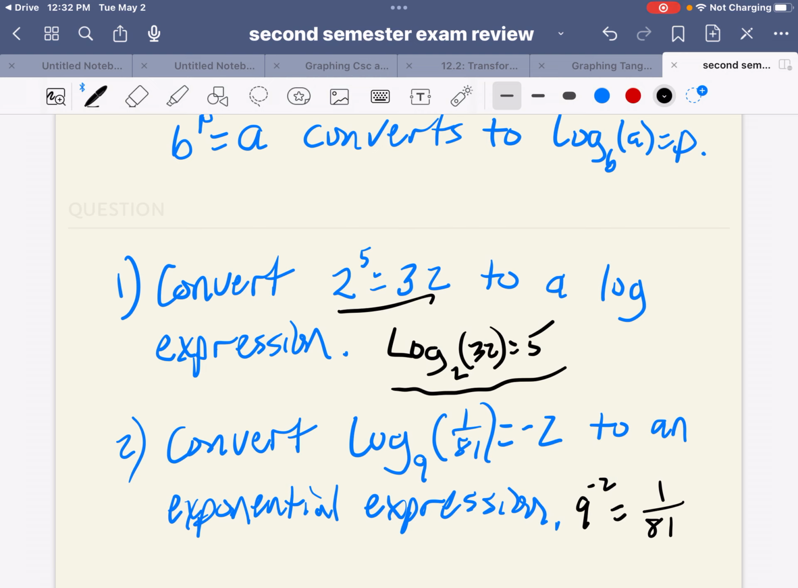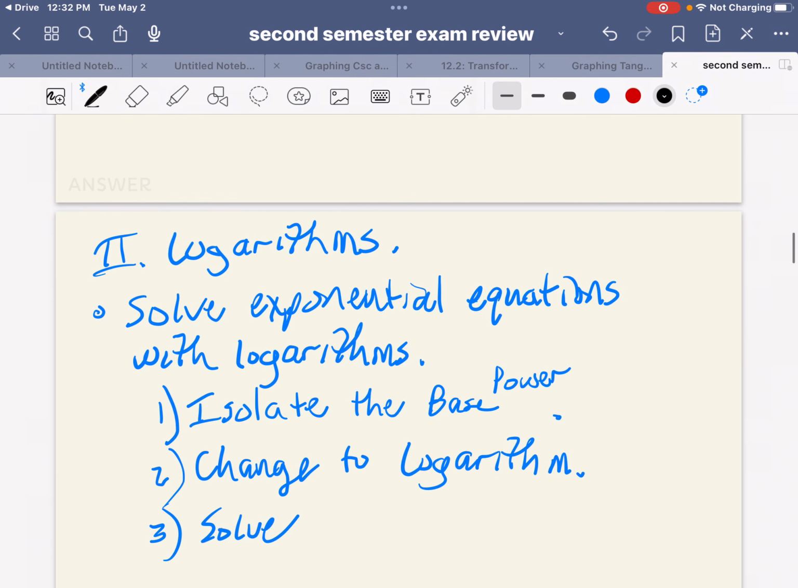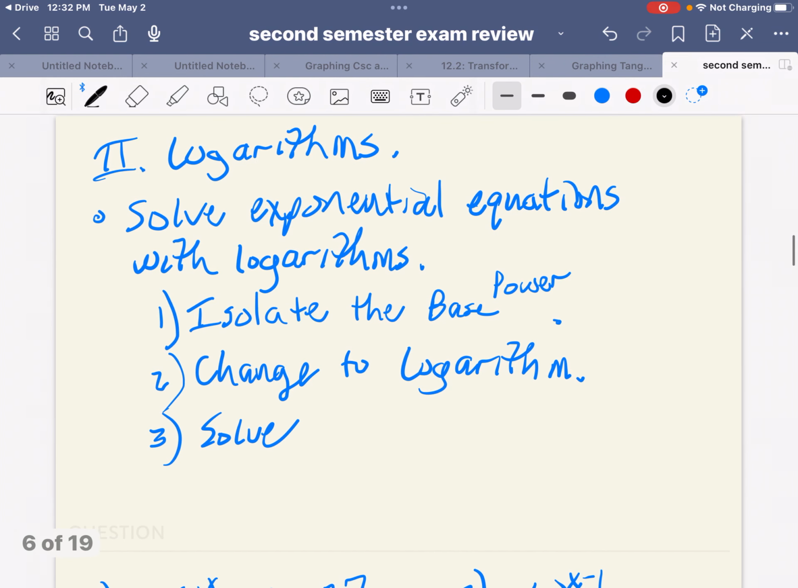So remember, we learned how to convert from one type of expression to the other, so make sure you're good to go there. Then we learned how to solve some exponential equations with logarithms. And if you go back to the beginning of this video when we were doing the word problems, we already solved some exponential equations with logarithms. But here it is formally.